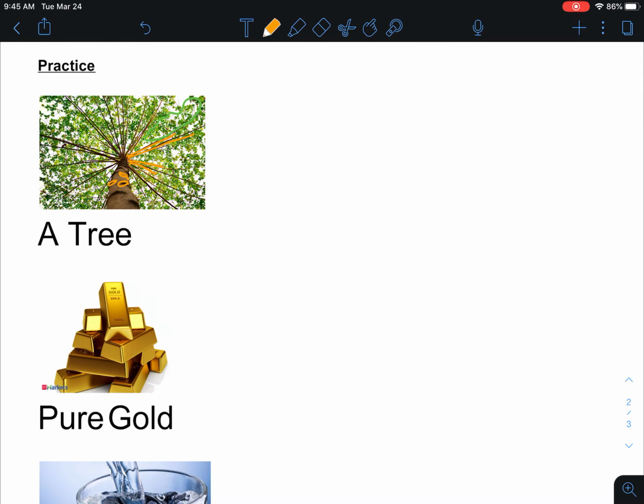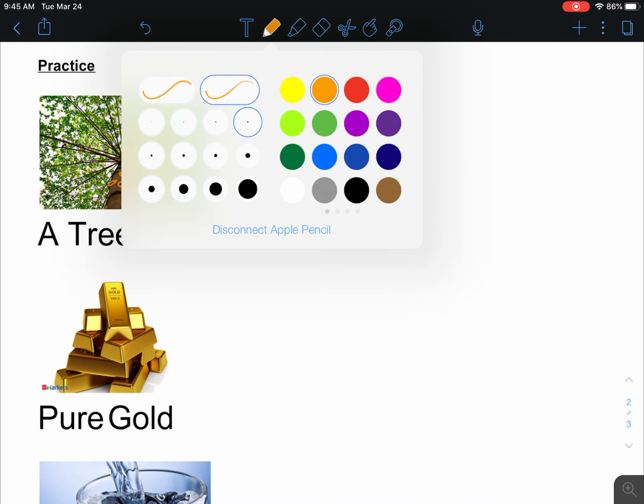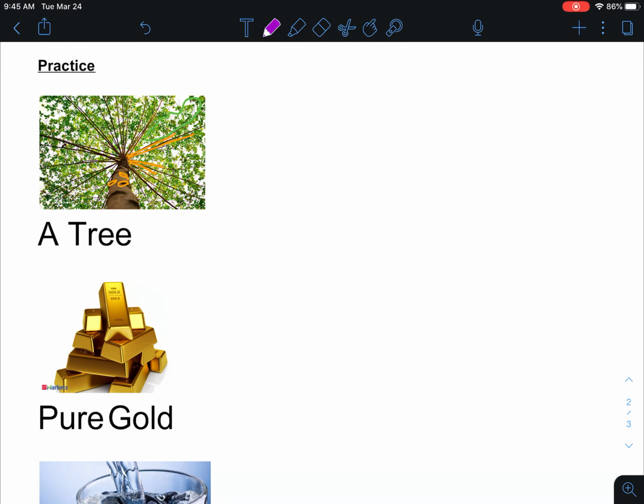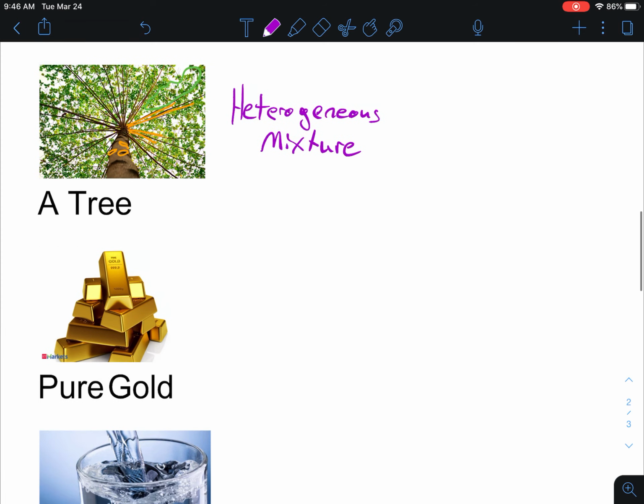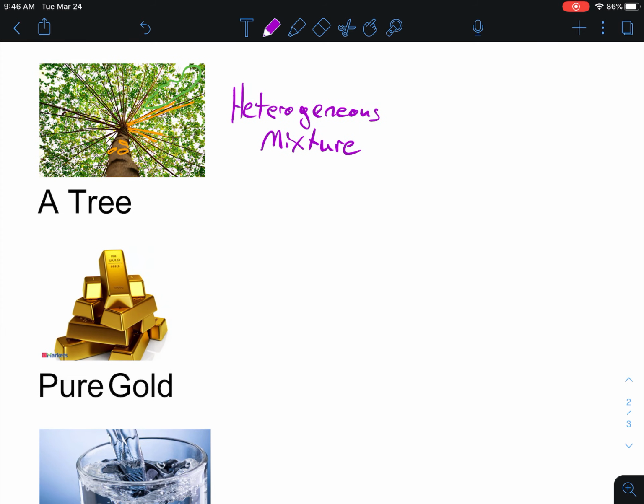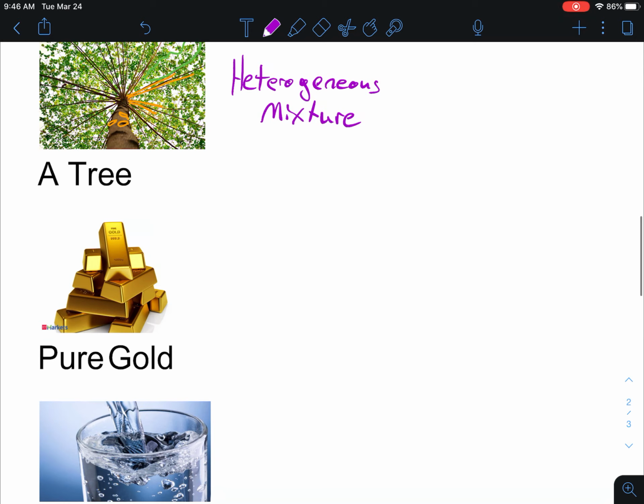If you can see all of that stuff, then they must not be evenly distributed, right? So this tree, complex organisms are heterogeneous mixtures. You, your dog, your cat, all organisms are heterogeneous mixtures. They're very easy to tell the difference between the molecules in them.